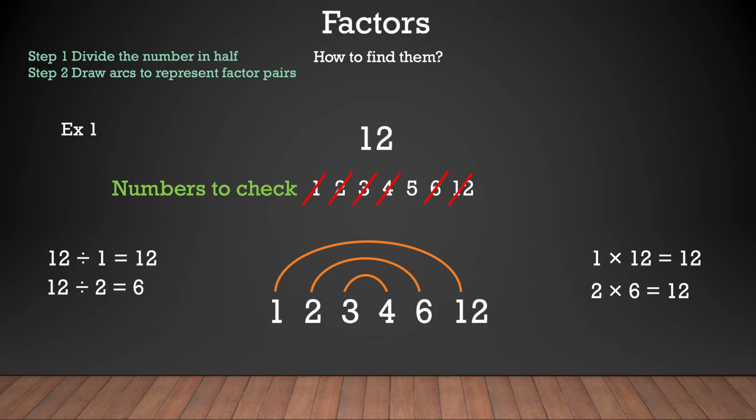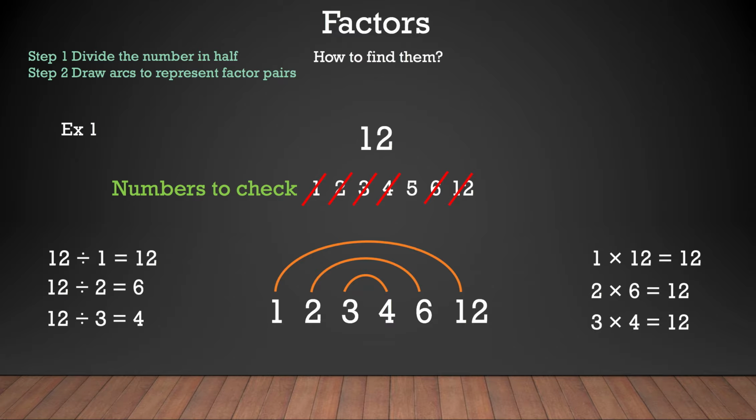Now we move on to the next number, which is 3. And we do 3 and 4. Let's see if that's correct. We have 12 divided by 3, which is 4, no remainder, so we're good. Now we need to multiply the factor pair. Does that give us the original number? 3 times 4 is 12.